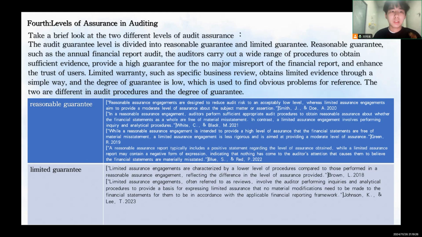Auditor projections determine whether the financial statements as a whole are free from material misstatements. A limited assurance audit involves questioning and analytical procedures to provide a moderate level of assurance and a low level of audit, to provide limited assurance as to whether the financial statements require significant changes to comply with the applicable financial reporting frameworks.